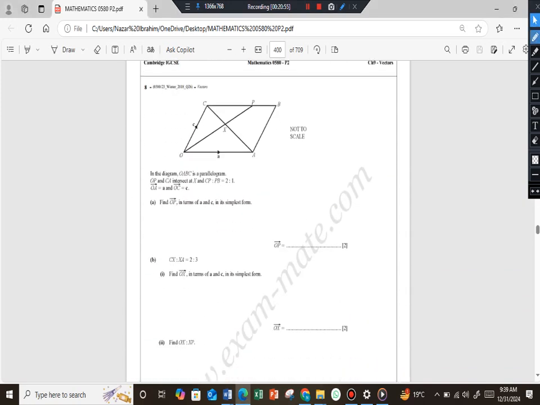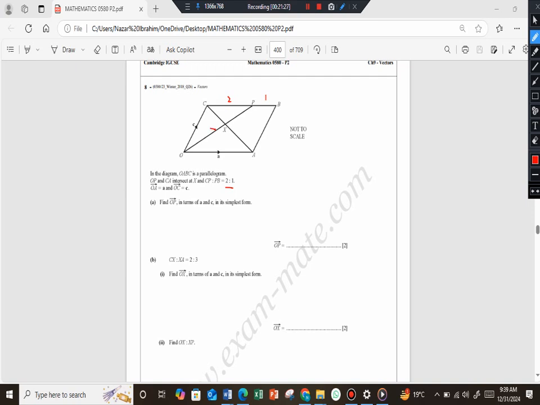Question number 8. We have a parallelogram OABC. OP and CA intersect at X, and CP to PB is in the ratio 2 to 1. OA is equal to A, OC is equal to C. Find OP in terms of A and C, in its simplest form.